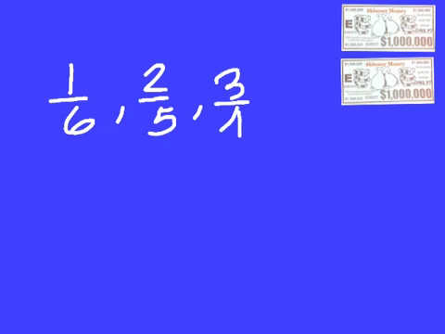Practice problem number 1. 1/6, 2/5, and 3/4. Solution for the practice. What is the lowest number that all three of 6, 5, and 4 will go into?